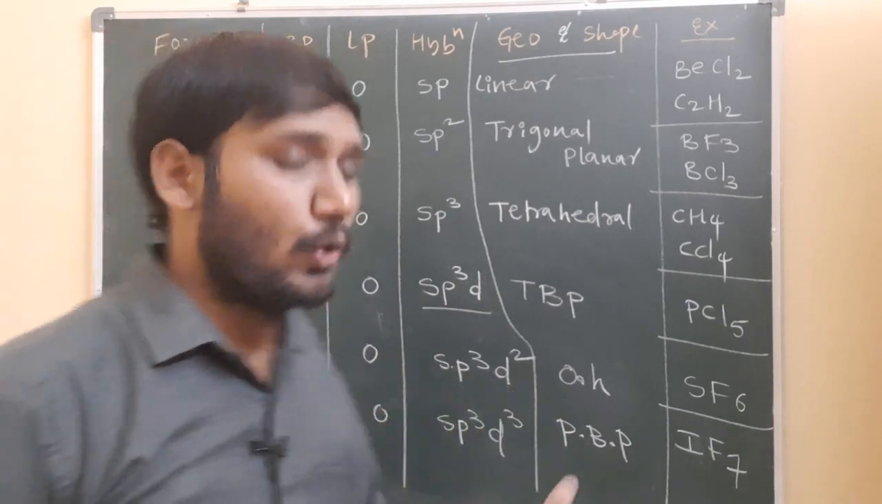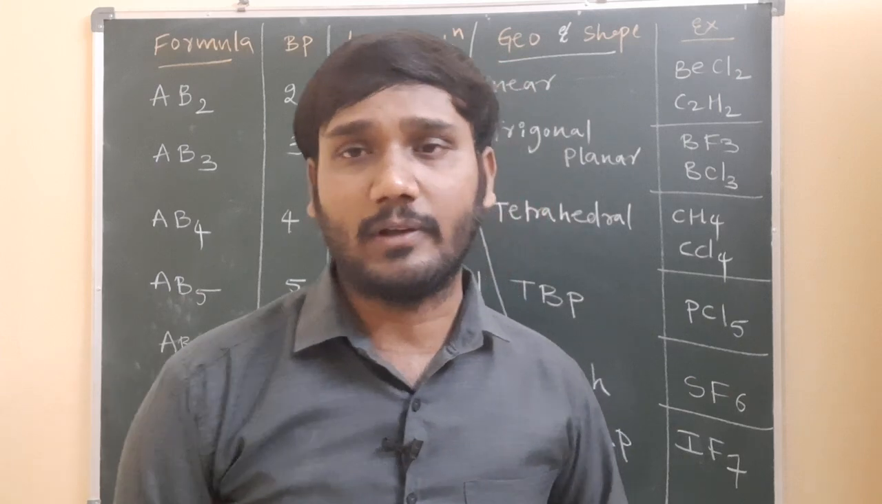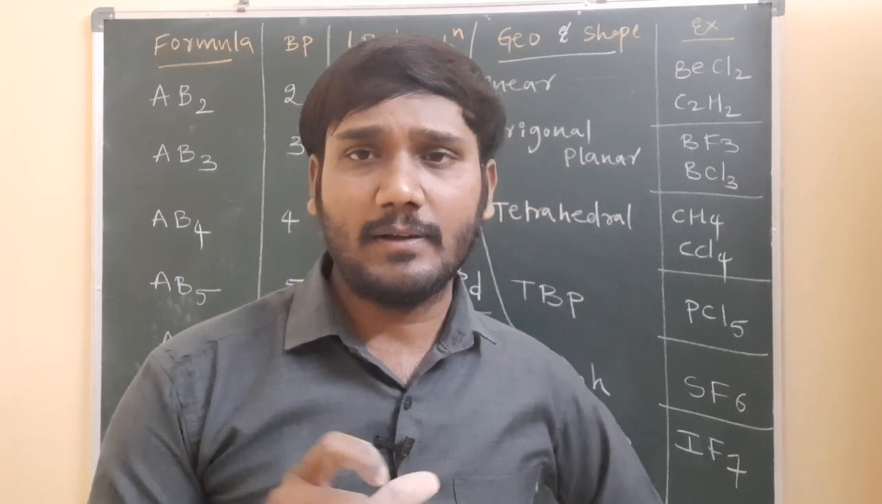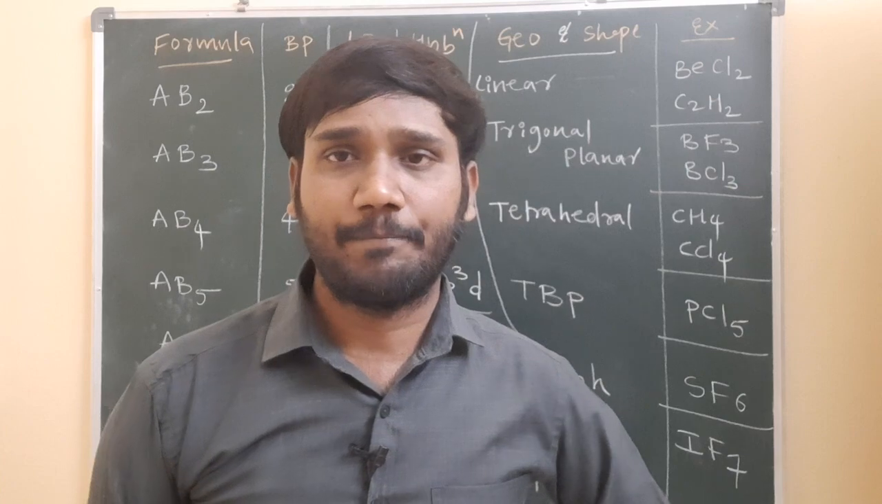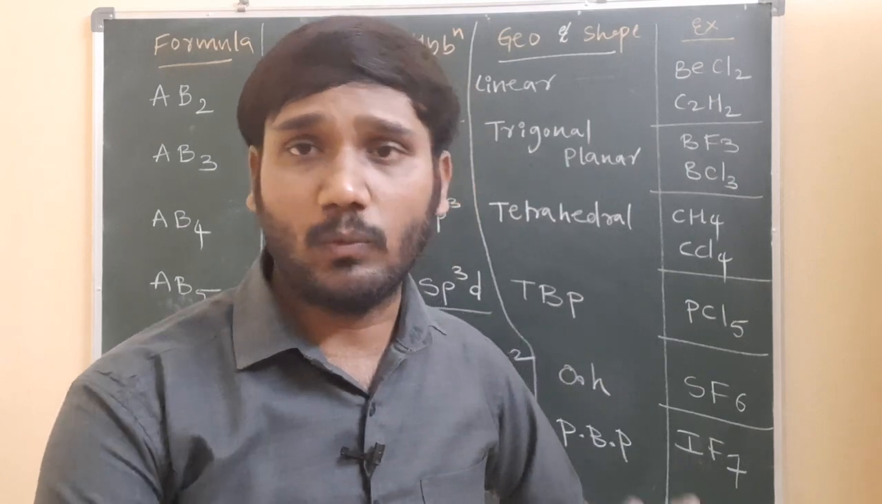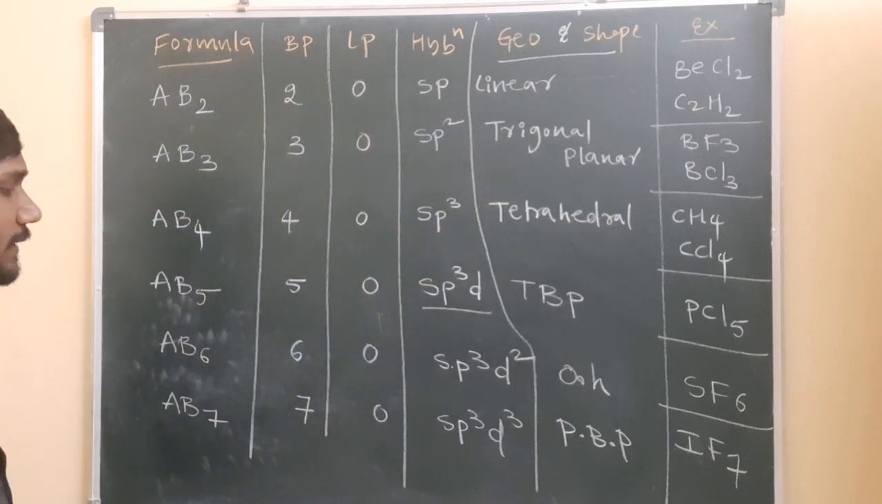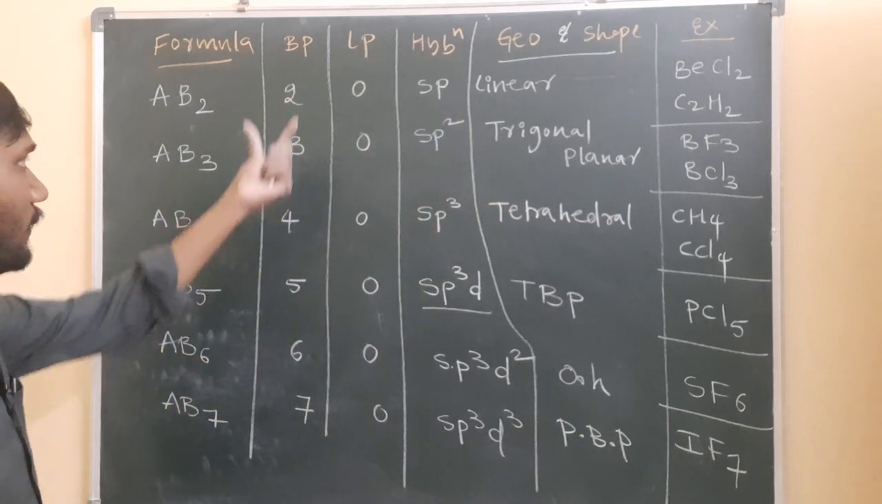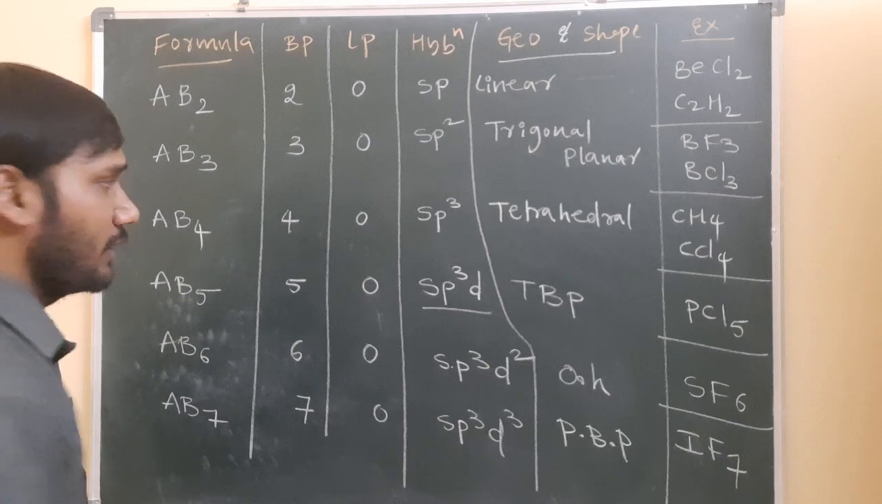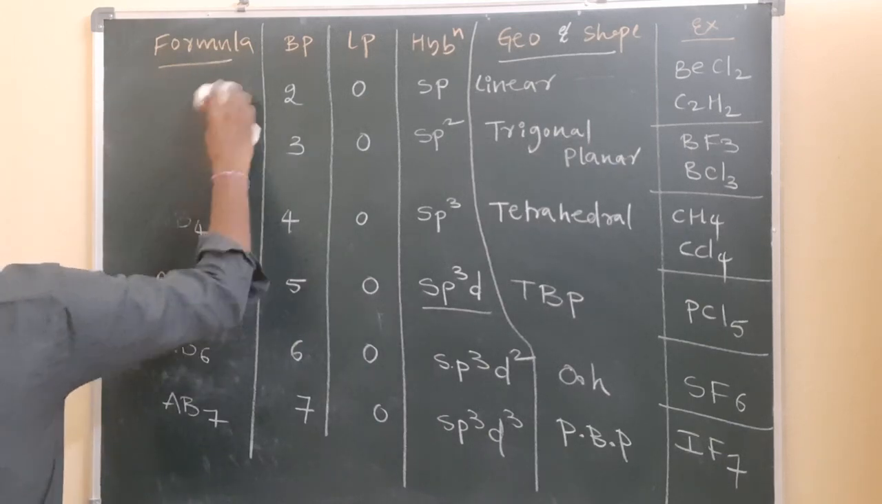Next, if lone pairs are present, the shape of the molecule is different. What type of shape and what geometry the molecule will have will be discussed now. So this was the entire topic with no lone pair. Now we are going to discuss with lone pairs.